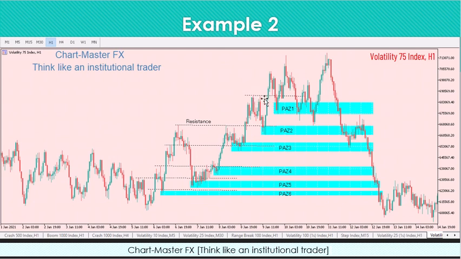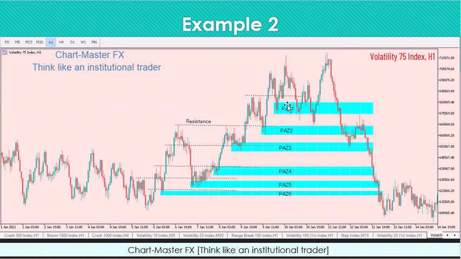Once I draw this resistance line, then I can draw my price action zones. As you draw your price action zones, you start here on the top. So you draw your price action zone here. You can see here, guys, that the price broke this resistance line. Once it broke this resistance line, it came and engulfed it and actually formulated a flag limit.